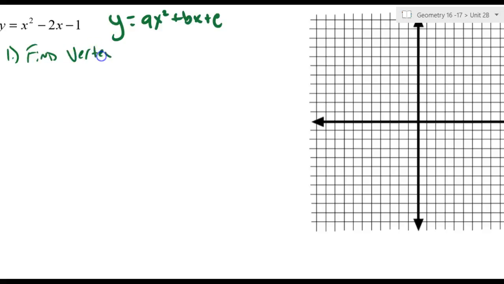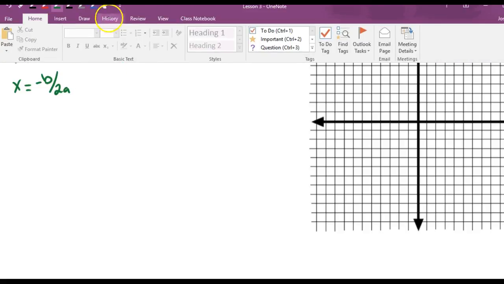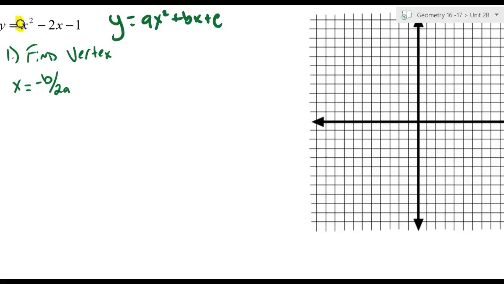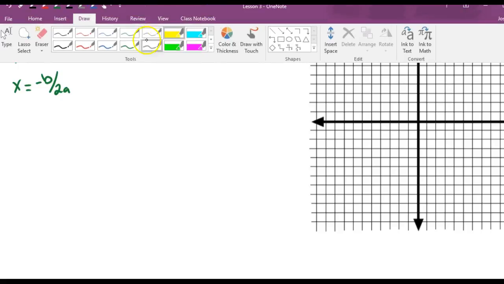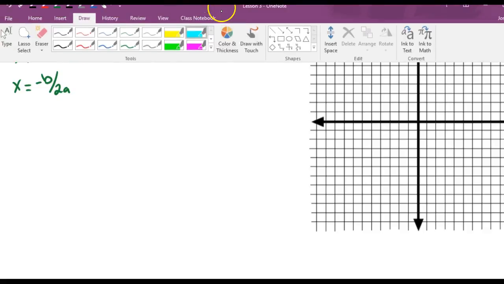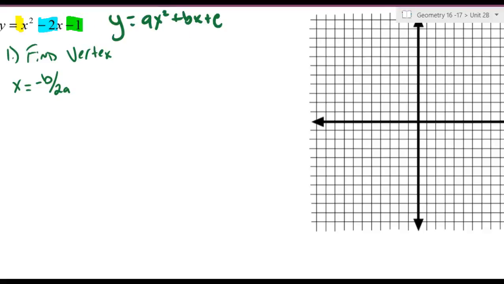In order to find the vertex, I have to start by finding my x by using our formula negative b divided by 2a. So looking up here at our formula, I'm going to use the highlighting tool. I'm going to highlight my a, which is the number in front of x squared, which is just 1. I'm going to highlight b, which is negative 2. And I'm going to highlight c, which is negative 1.